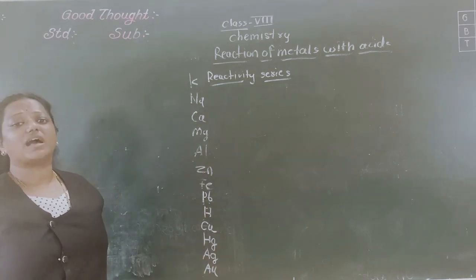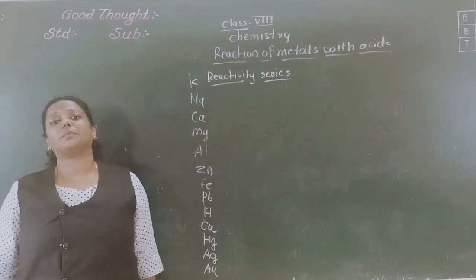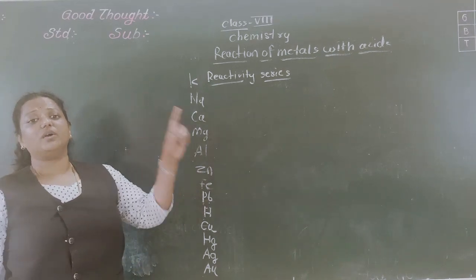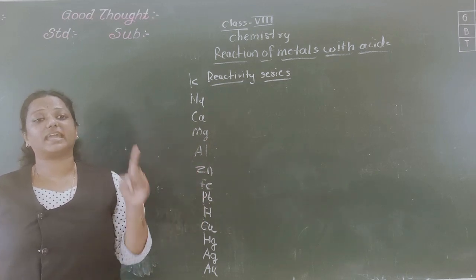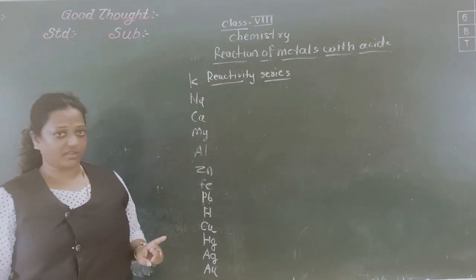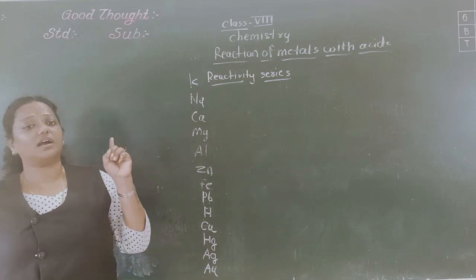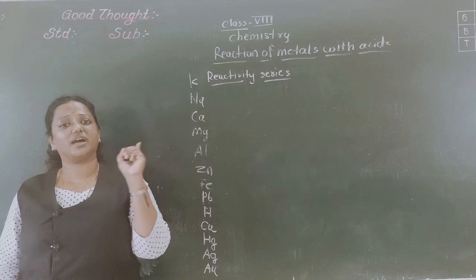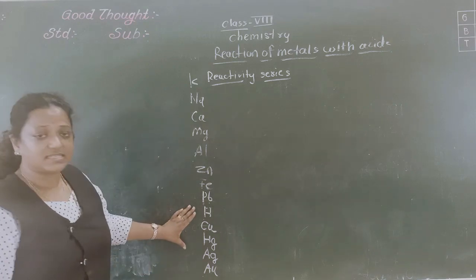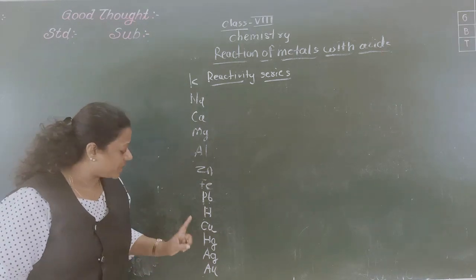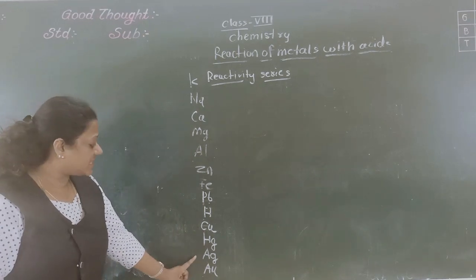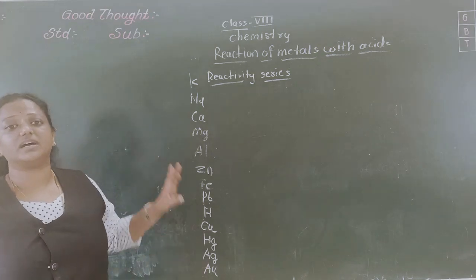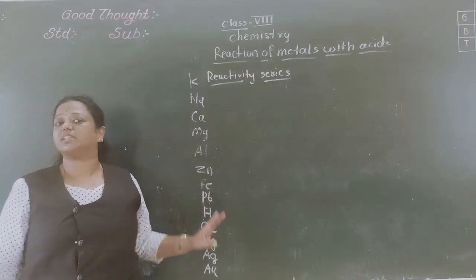If I ask this question in the PS period, you must be able to answer. The metals which are above hydrogen will only react with acid, because they can displace the H from the acid. Otherwise, all the metals which are below hydrogen, like copper, mercury, silver and gold, will not react at all with the acid.